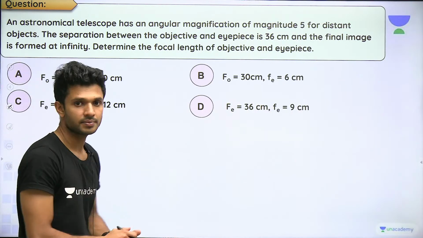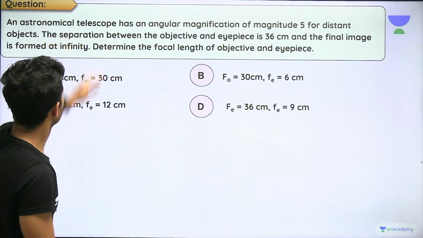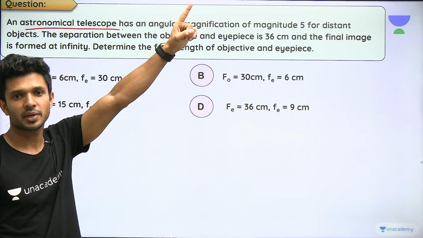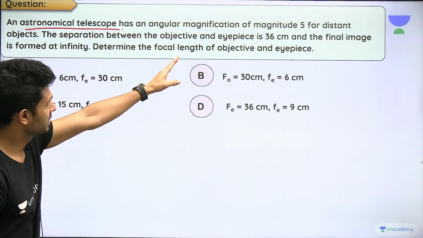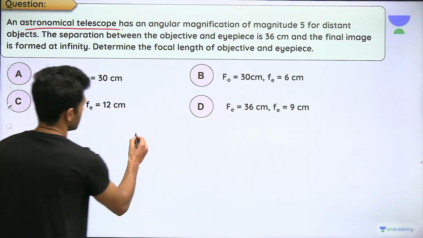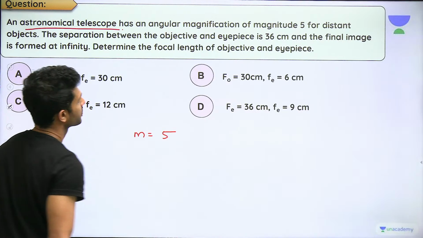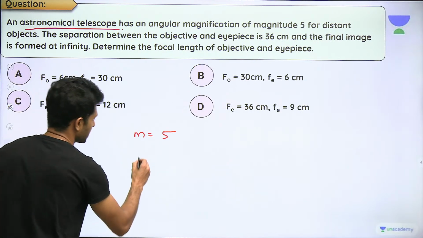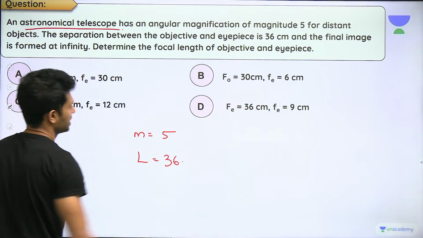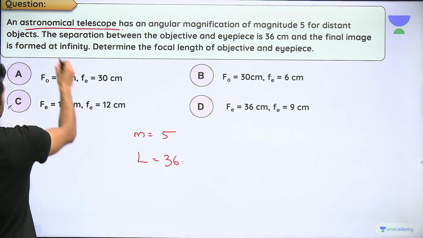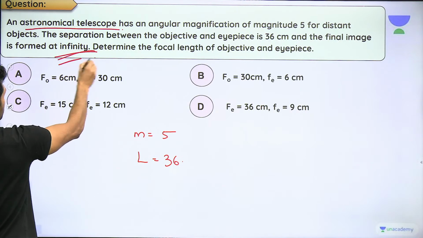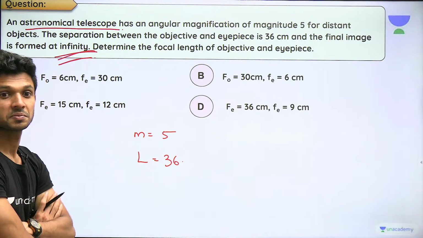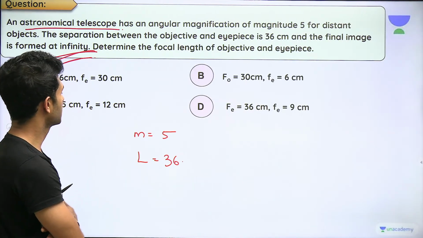Now coming back, let us do this problem. An astronomical telescope, which means our normal telescope, the telescope which we use to look at astronomical objects, has an angular magnification of magnitude 5. For distant objects, the separation between the objective and the eyepiece, that is the length, is 36. The final image is formed at infinity. Of course, because for astronomical you know that the final image is formed at infinity. Determine the focal length of the objective and eyepiece.